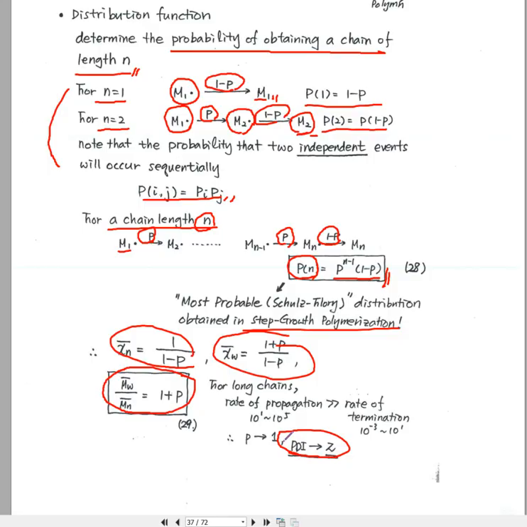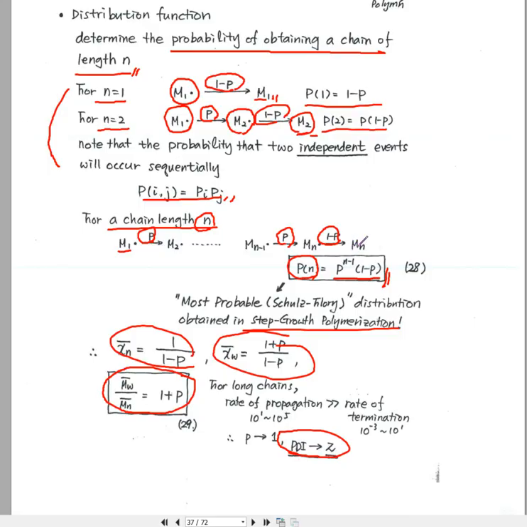But in this case we only consider termination by disproportionation only. We only consider this free radical just dying, without combination, right? They just die with basically having the same length of the free radical. What if you consider the termination by combination?